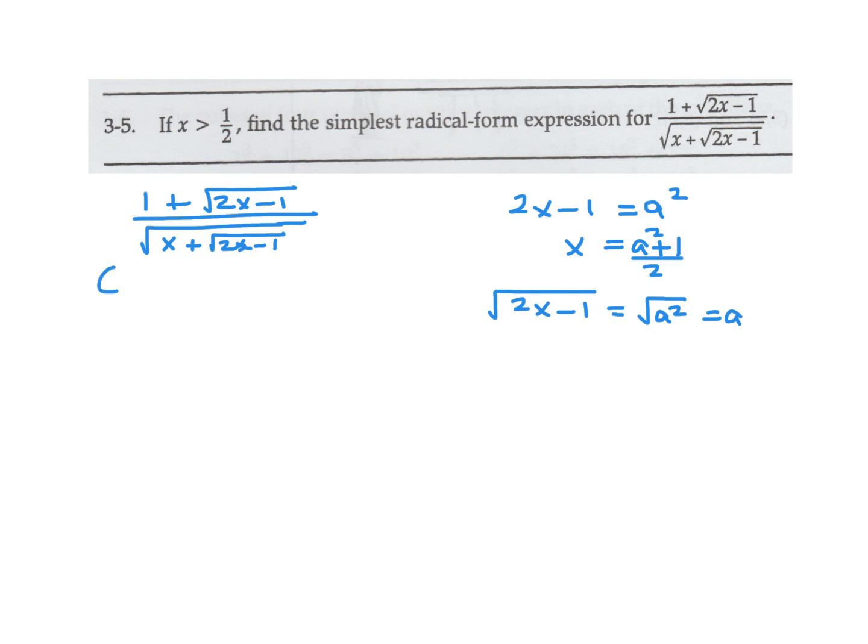So then, therefore, this thing with the substitution would be 1 plus a over, well, now I got to put in x. What's x? Oh, x is here. I got it. I already did it, and then I forgot. A squared plus 1 over 2, and plus that, which is a. Okay, I don't know if that helps, but I hope it helps. Okay, so let's see what we do here.